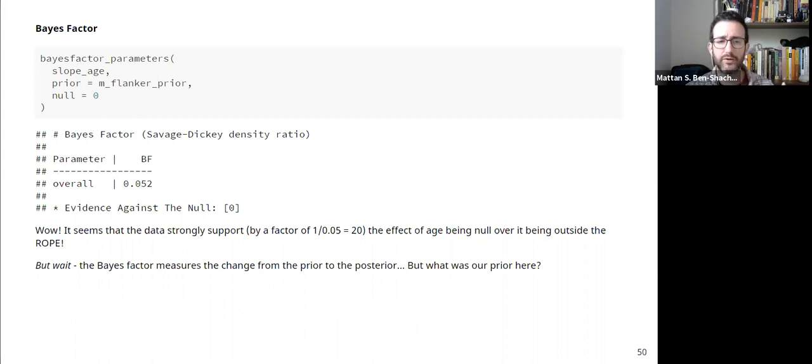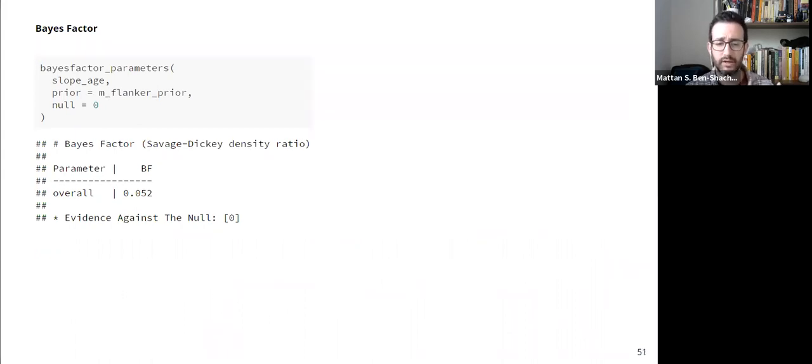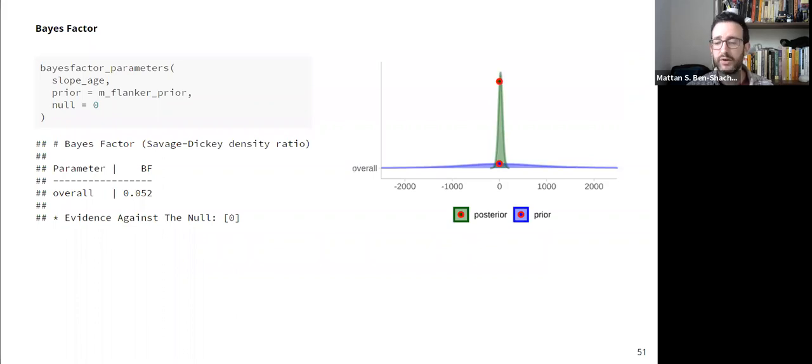Okay, and what prior was it that we used here? We used a very, very wide prior. Okay, before we've seen any data, we've given the null value a very, very low probability of being true, right? Because it's so dispersed. So is it really surprising that in the posterior, the null has become more probable? It shouldn't be very surprising.